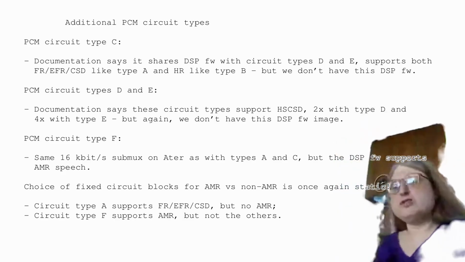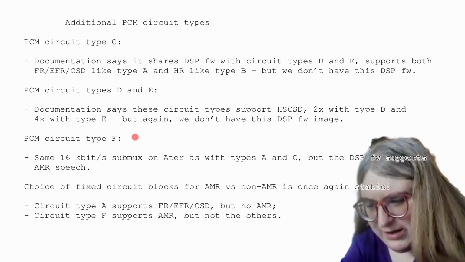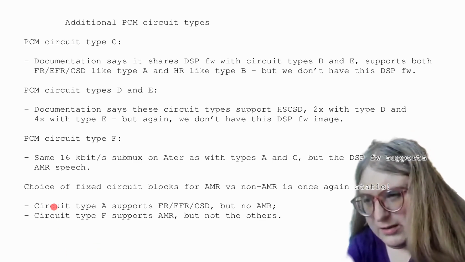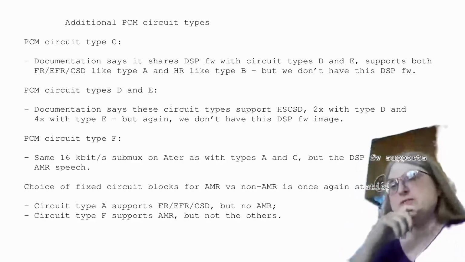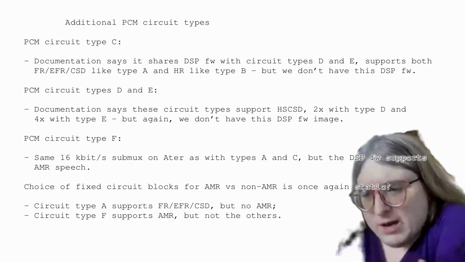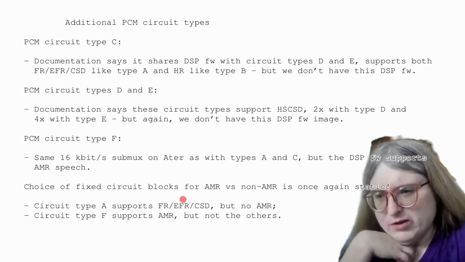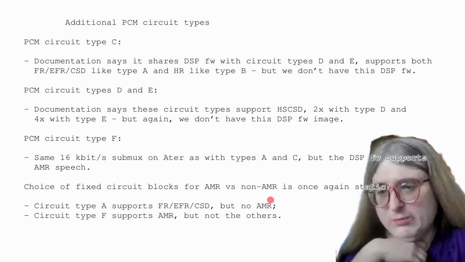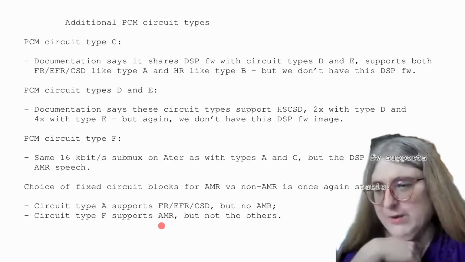And so this is what's so weird: for AMR, as I cover here at the bottom of the slide, you have to have a different circuit type. So your regular type A circuit, the one that covers all your usual ones, will not support AMR. But circuit type F will support AMR, but not anything else.